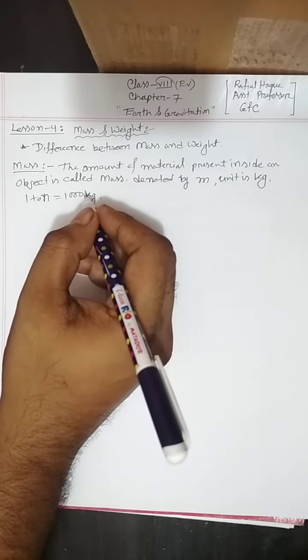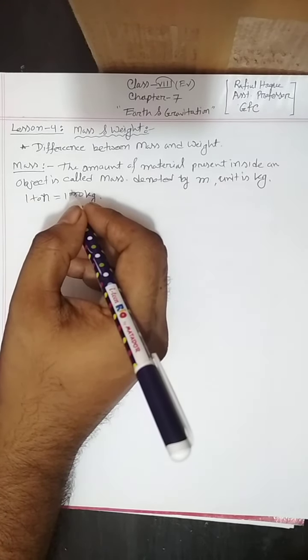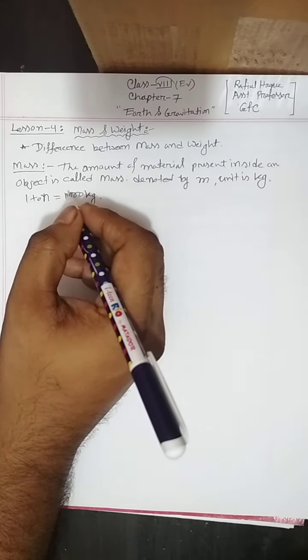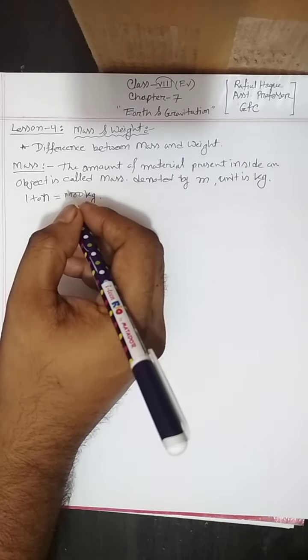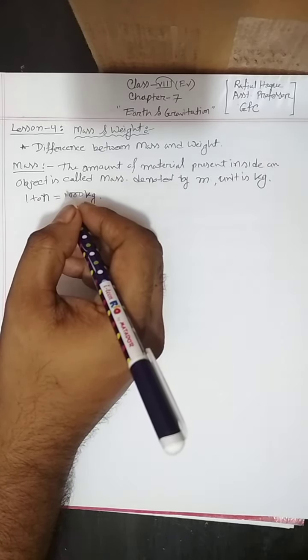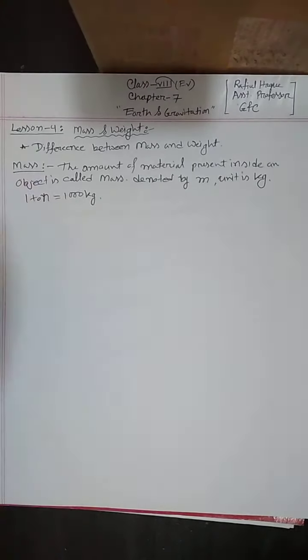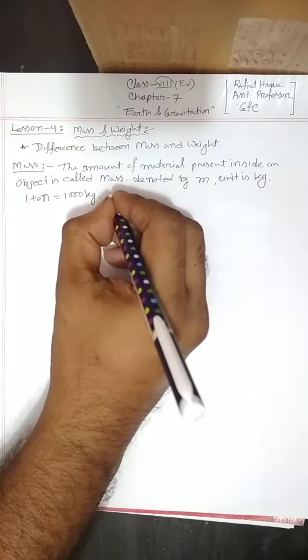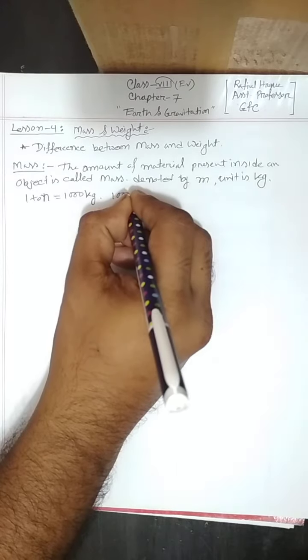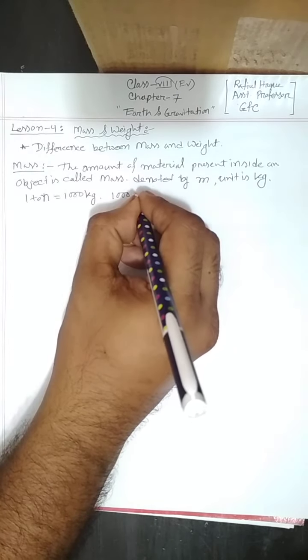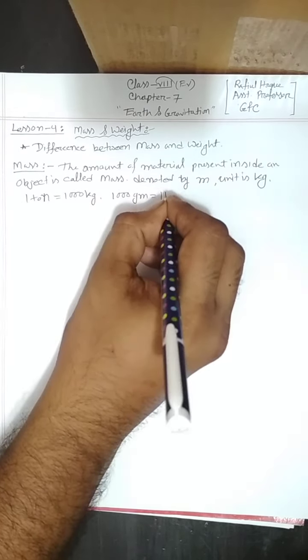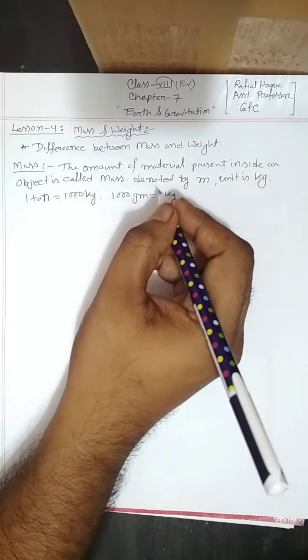You have to remember it, okay? Small masses are expressed in units of grams. Though the mass of our pencil is 5 gram, 1000 gram makes 1 kilogram. 1000 gram is equal to 1 kilogram or kg. Okay.